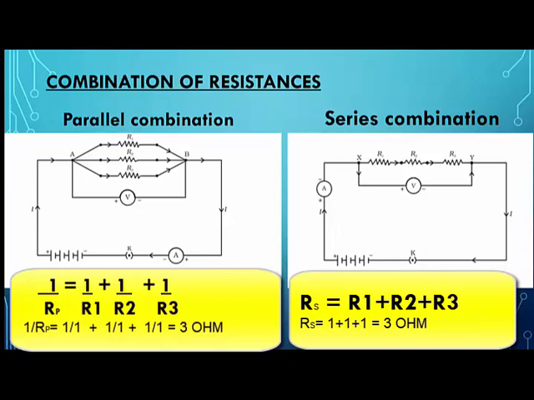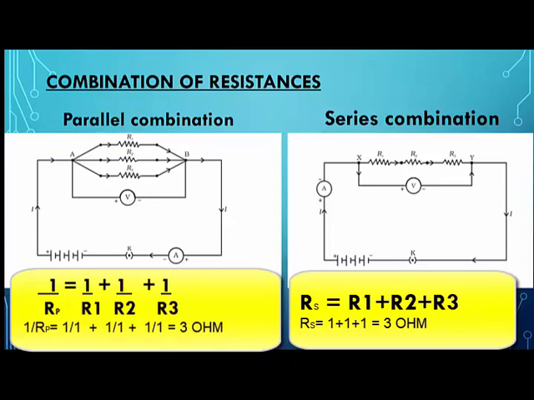Same three resistances, if I bring them in parallel combination, what is the total resistance when they are in parallel combination? 1 upon 1 plus 1 upon 1 plus 1 upon 1. Okay, so again 3 ohm.